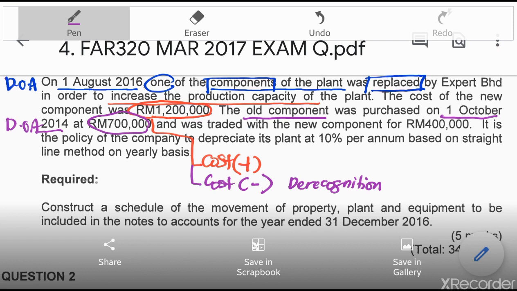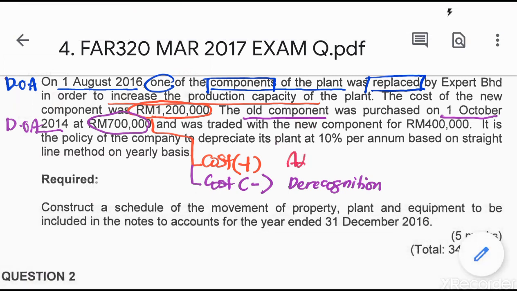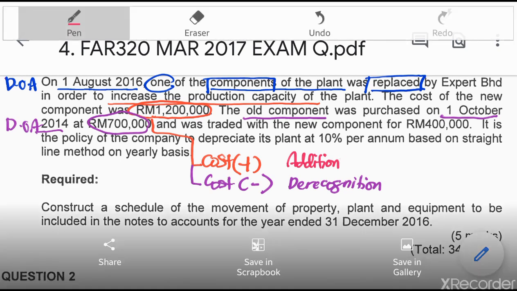Whereas the first one that is being acquired, 1.2 million, that 1.2 million is the one which you consider as an addition or a new purchase, but not a new purchase of a completely new plant, but just a part of it that is being acquired, part of the so-called spare parts, component parts that are being acquired. And of course, this will give impact to depreciation because these are assets that are being depreciated.